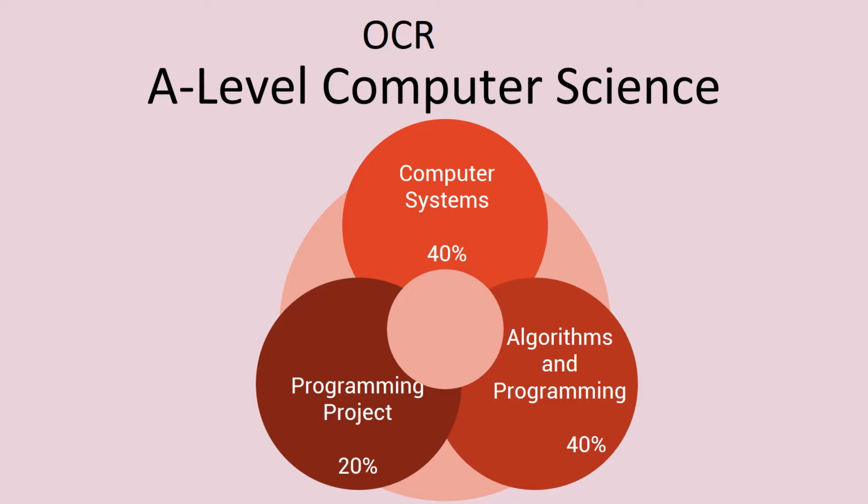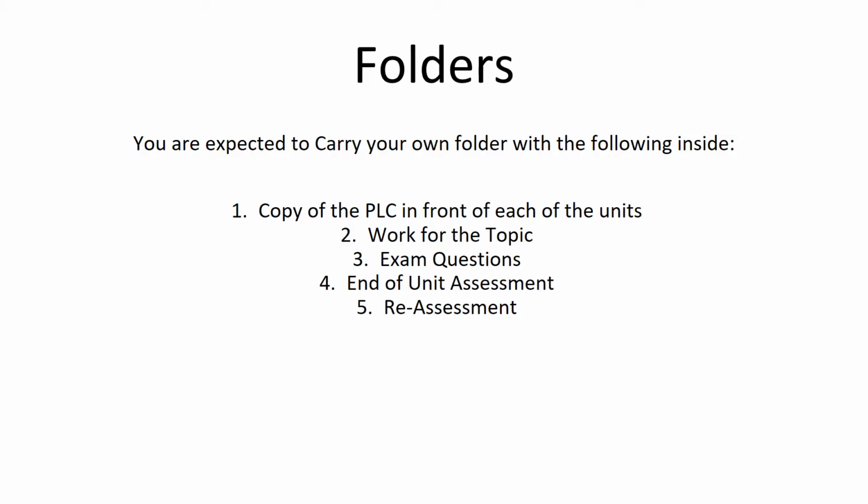The course is split into three different sections. Unit 1, Computer Systems, which is worth 40%. Unit 2, Algorithms and Programming, which is worth 40%. And the Programming Project, which is worth 20%.